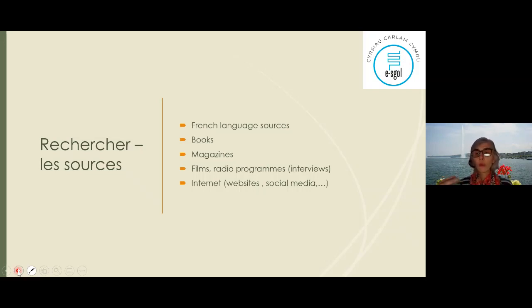If you are in contact with French-speaking people, you can ask them to answer a few questions linked to your topic, if your topic is about something of news of nowadays. So you could ask them to answer a few questions about it. Why not? And use it and show that you did it and use it for your work.